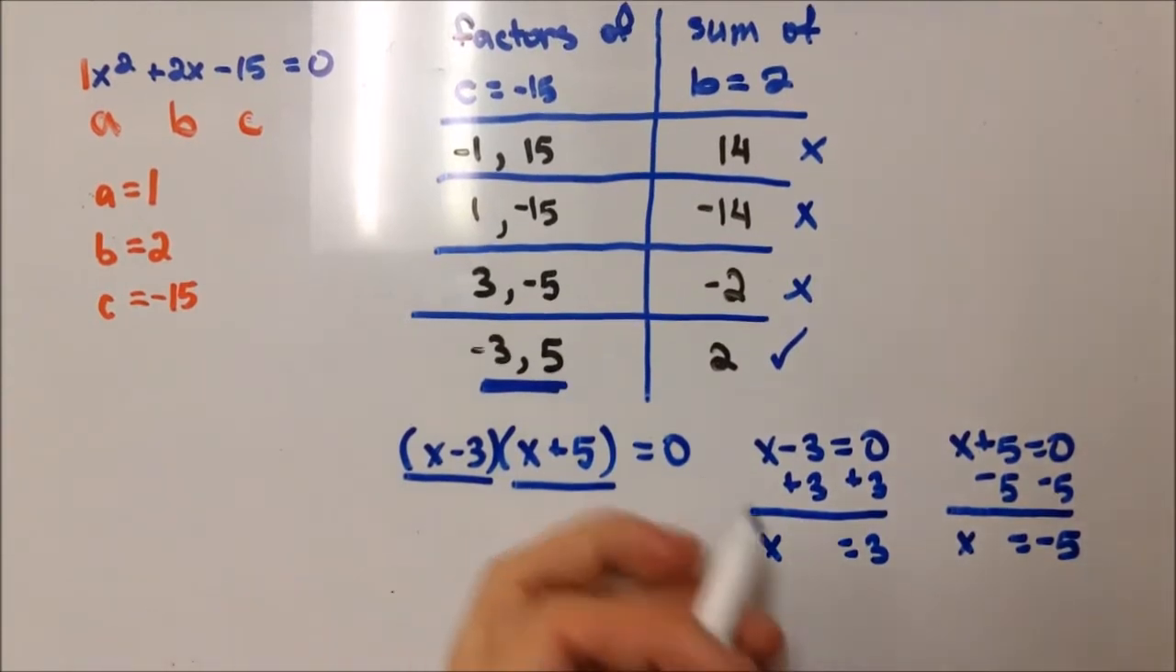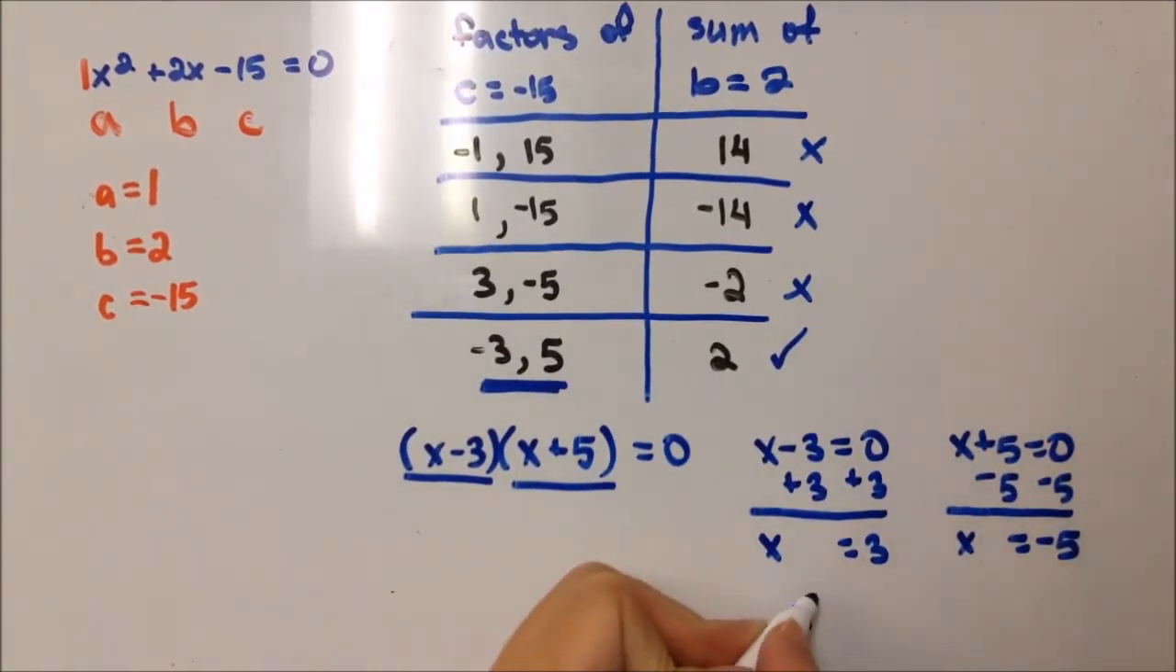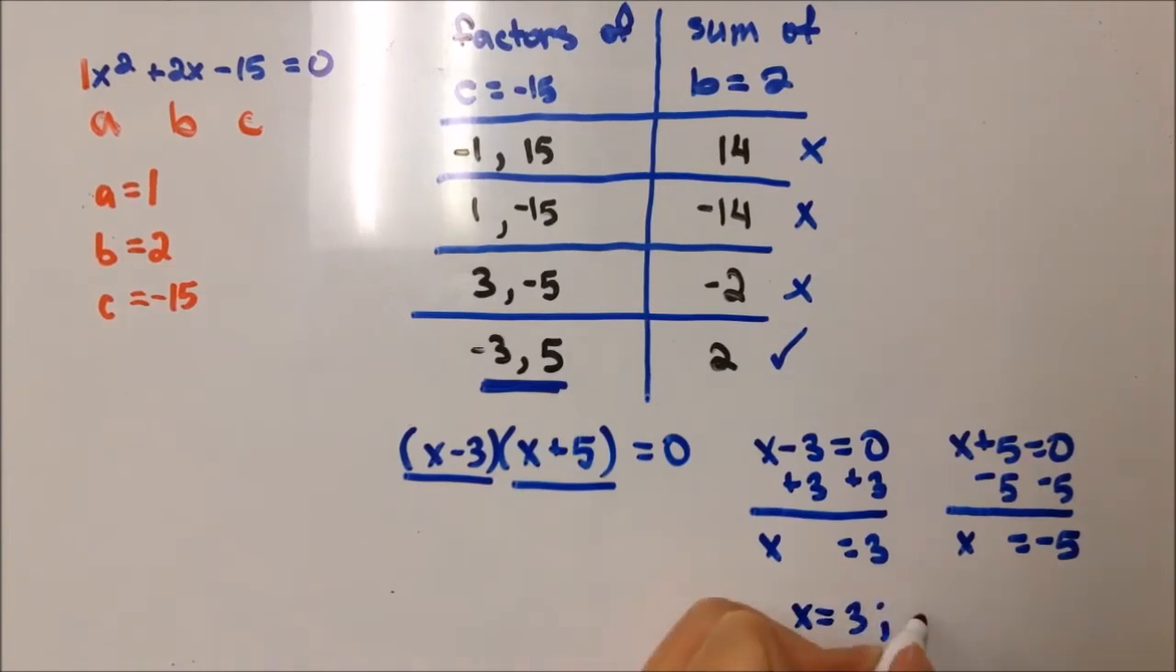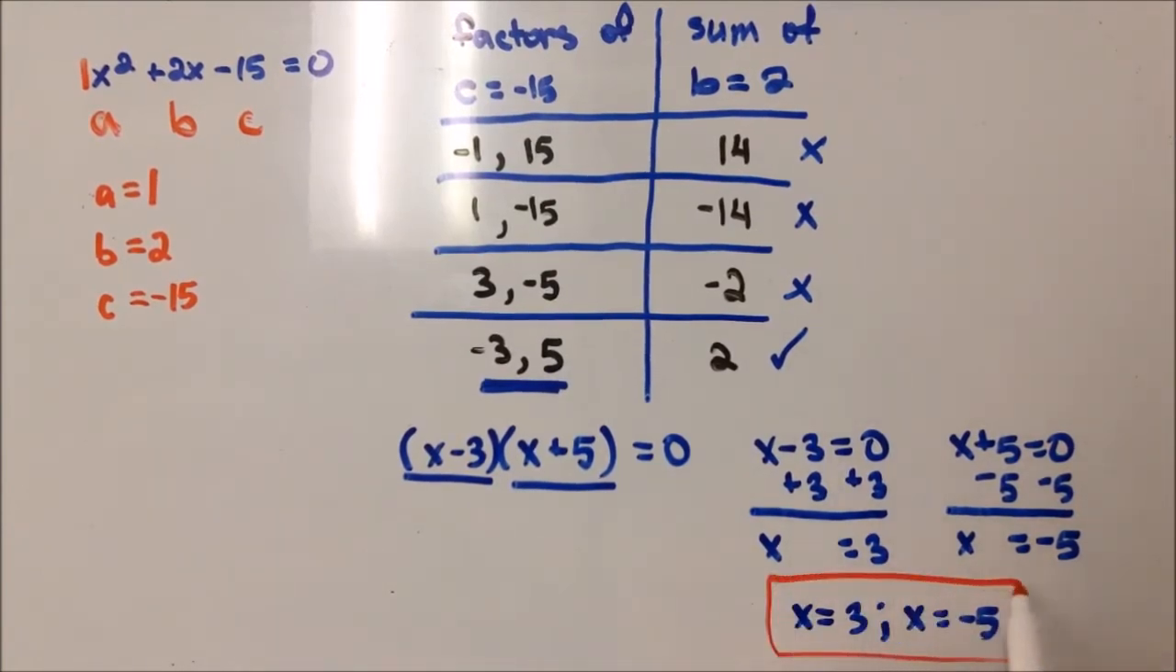Now our two answers are x equals 3 and x equals negative 5. So I found our solution, also known as the zeros of x squared plus 2x minus 15. So therefore, I'm going to box our final answer here.